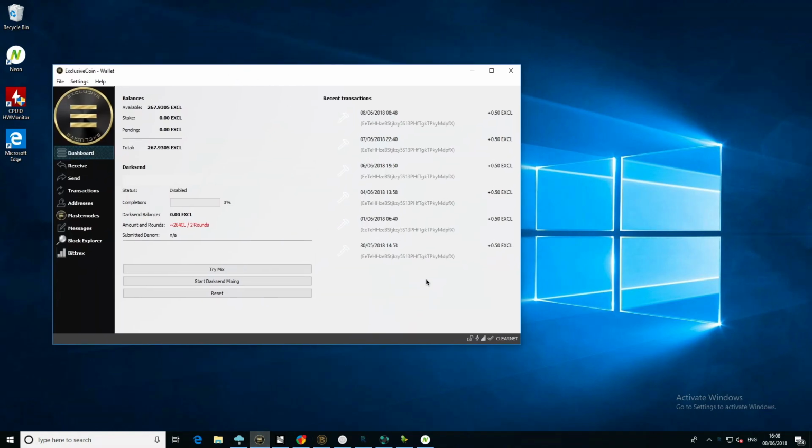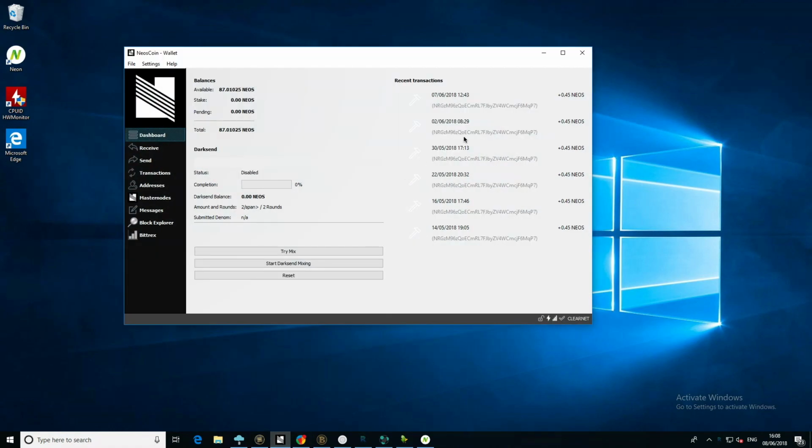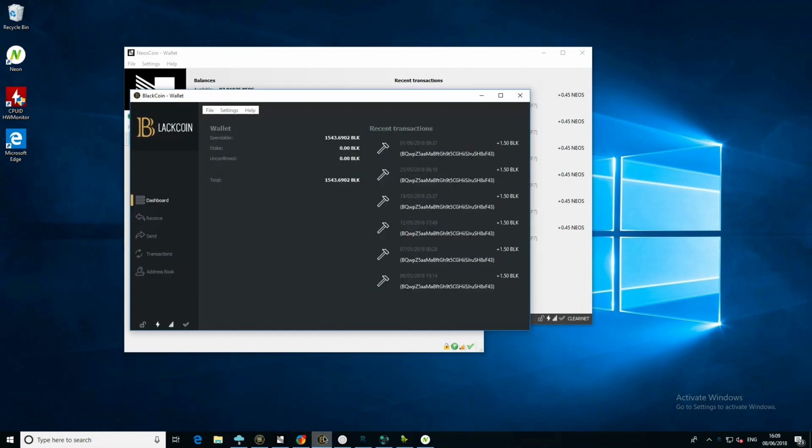Let's have a look at the exclusive coin. Here we can see the last time we staked was on the 30th. So we've got 5, 10, 15, 20, 25. So we have 2.5 exclusive coins staked for this week. Onto Neos. Now Neos, we have two stakes here, so that gives us 0.9. Redcoin, we have one stake here for 256, so that's quite a nice stake there. Blackcoin, we have just the single stake of 1.5.